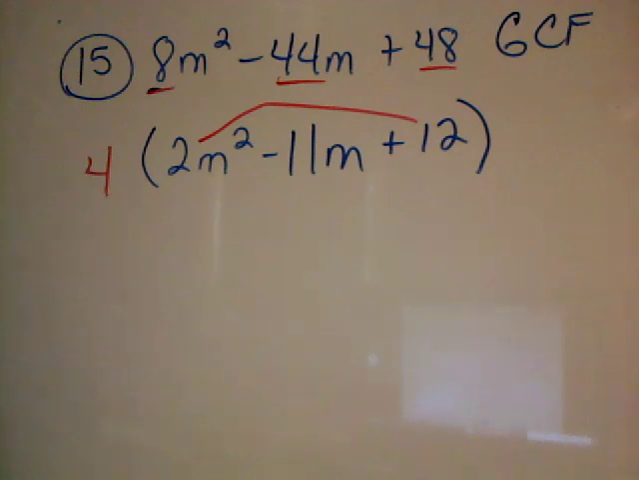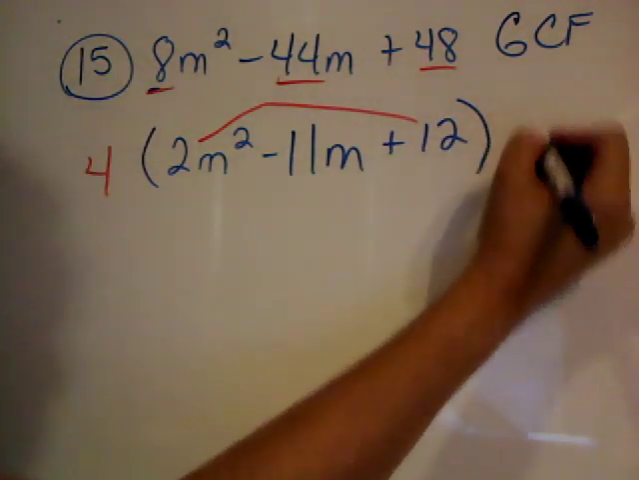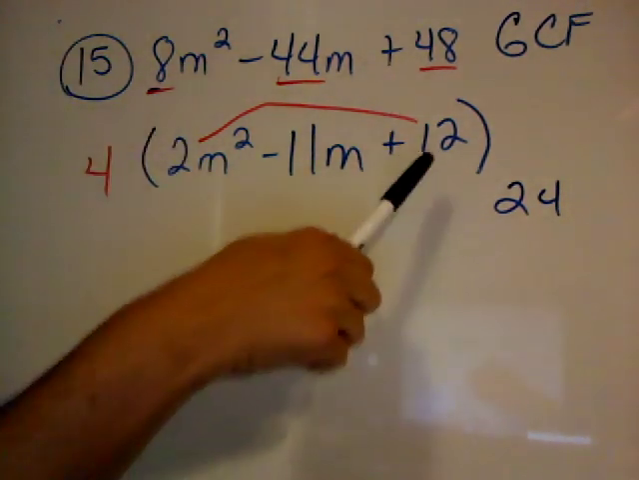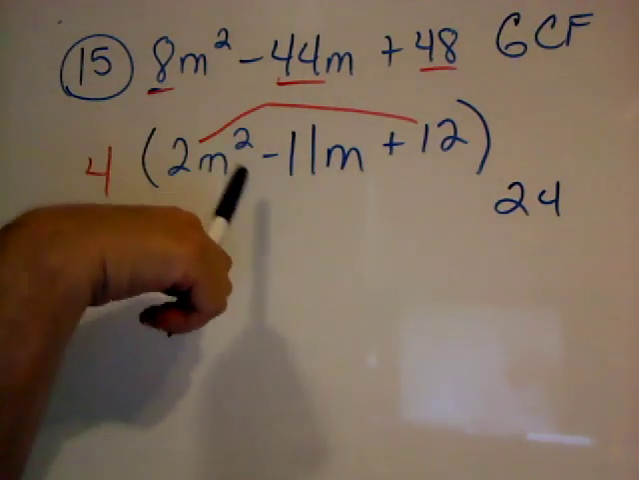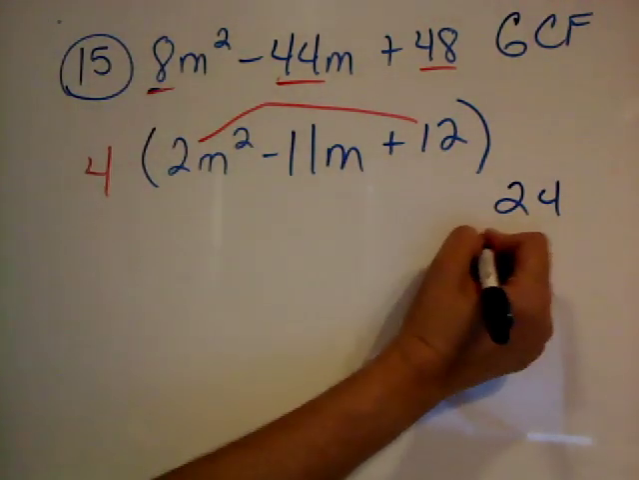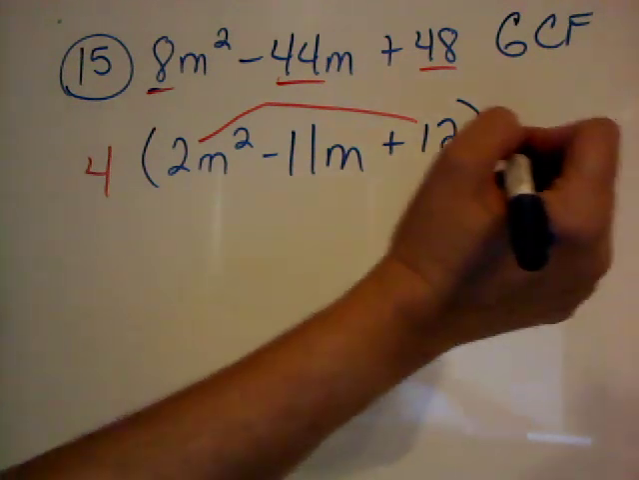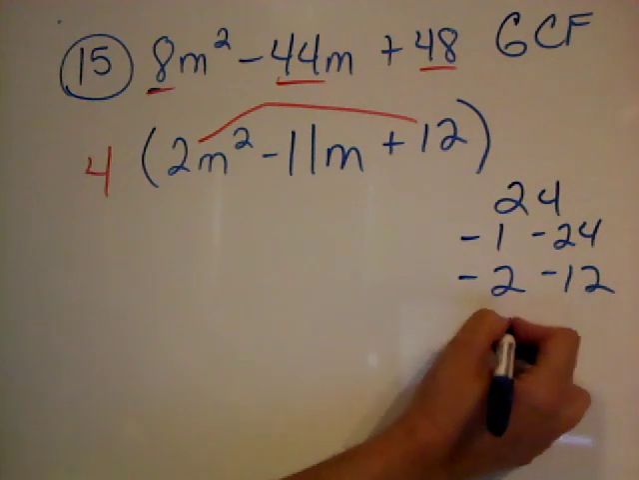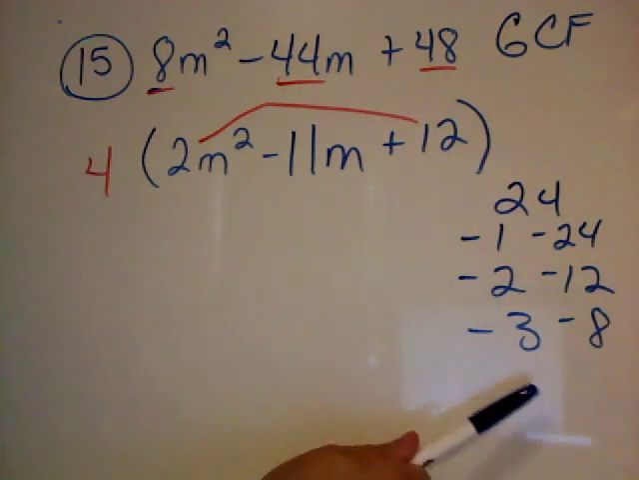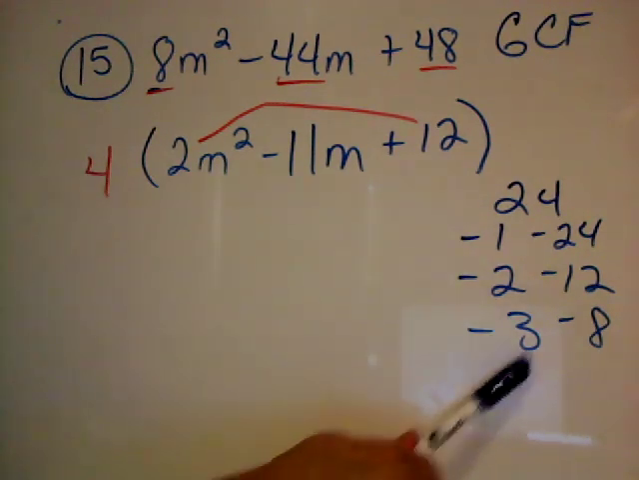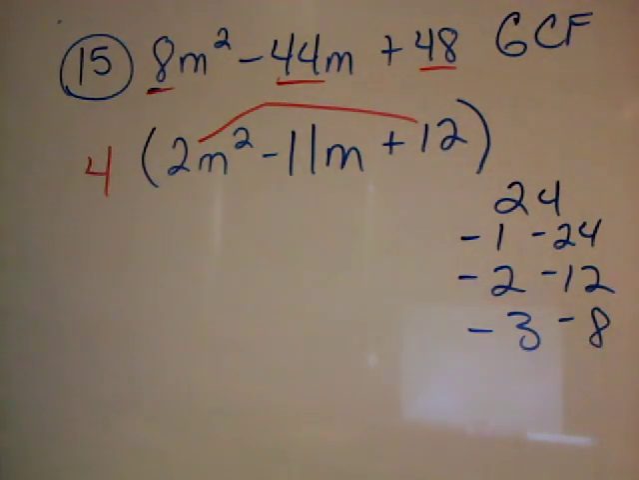So 2 times 12 is going to give me 24. Then I just need to list the factors of 24 that when I multiply them together I get 24, and I'm going to use 2 negatives, so when I add them together I'm going to get -11. So a -1 and a -24, that will not work. -2 and a -12, that will not work. But a -3 and a -8 will work because 8 plus 3 is 11. It makes it a little bit easier to work with.